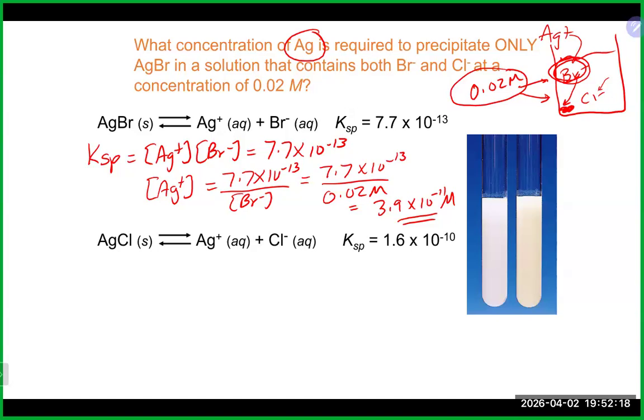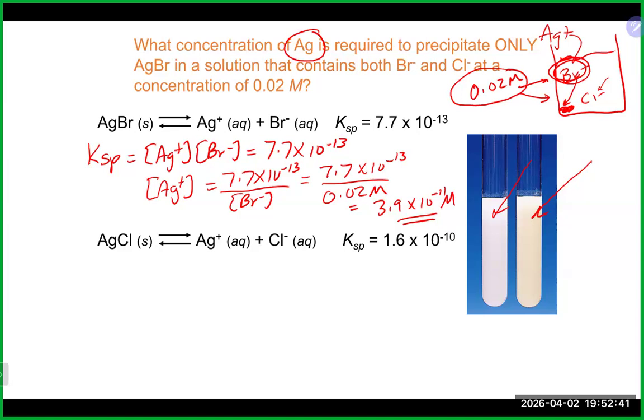Now, why do we have to selectively precipitate these things out in the first place? The reason is right here. These are pictures of silver chloride and silver bromide. They essentially both make a white solid, which means if you just dumped silver in there without thinking about it, you're going to get everybody to precipitate out at the same time.